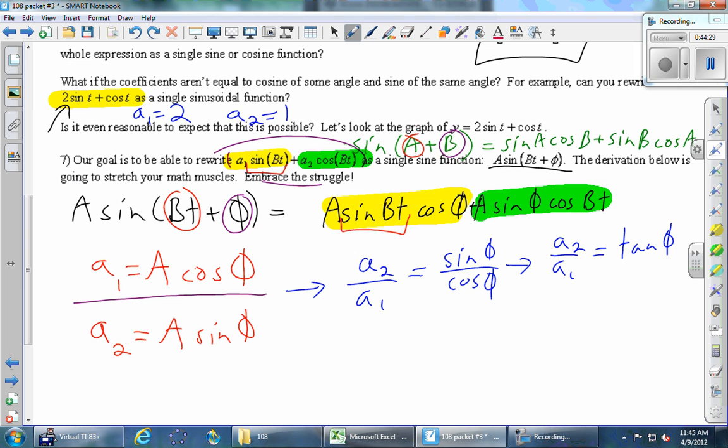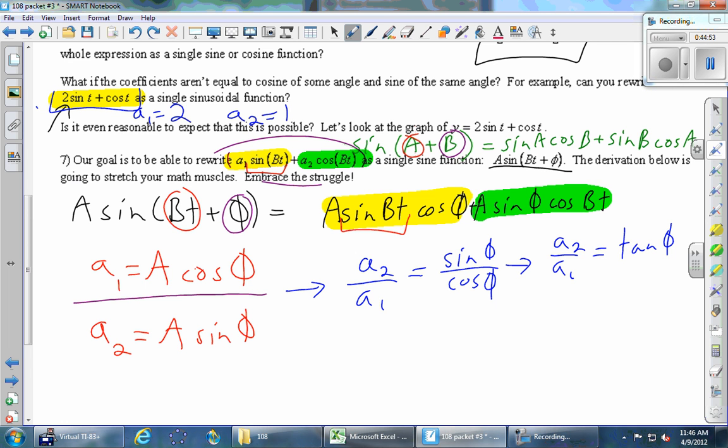So in this example up in yellow, we know the A1 and the A2. Those are just numbers. Divide them, take the inverse tan, you just found your phase shift. You just found phi. They're given to us. We're starting with this. And A1 and A2 are just these coefficients.